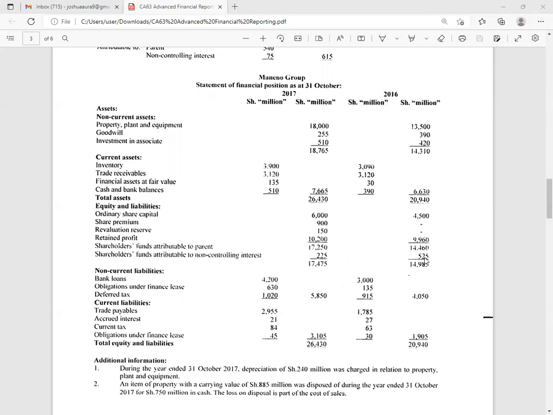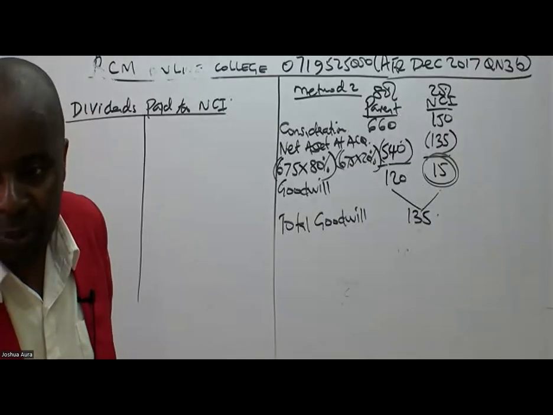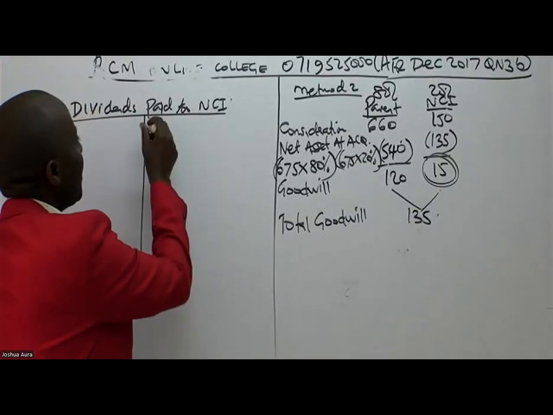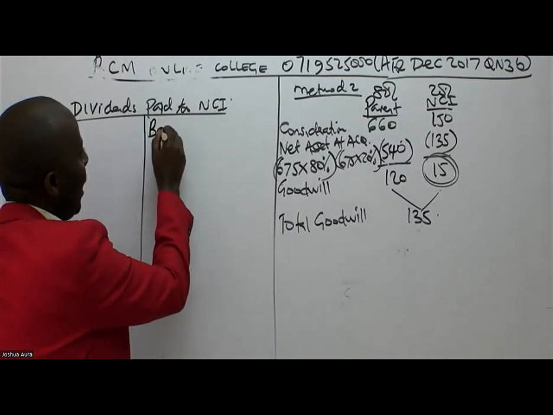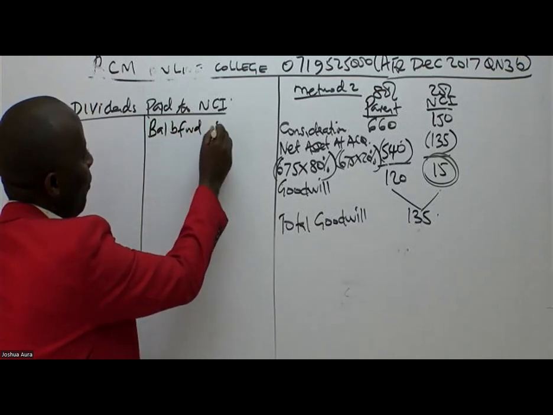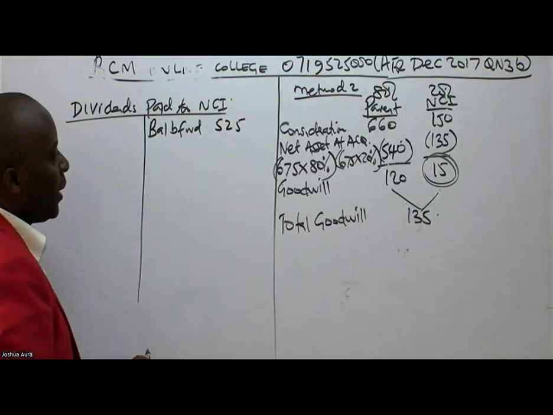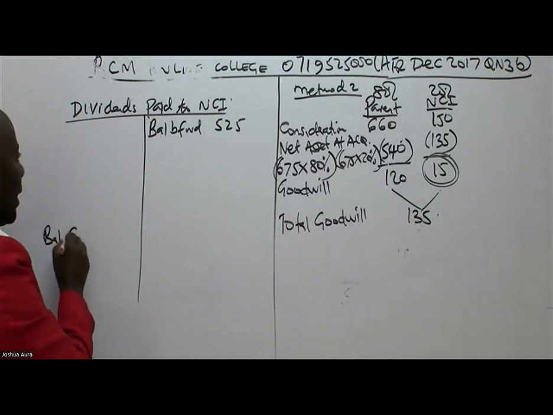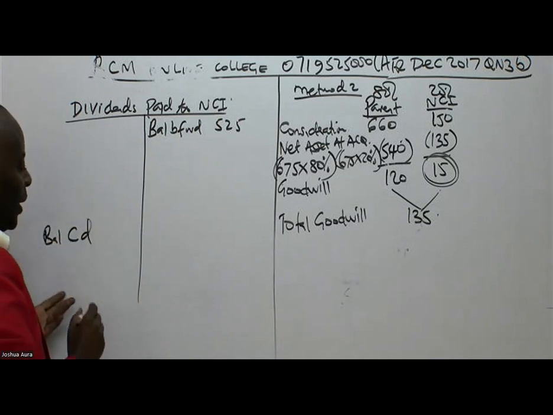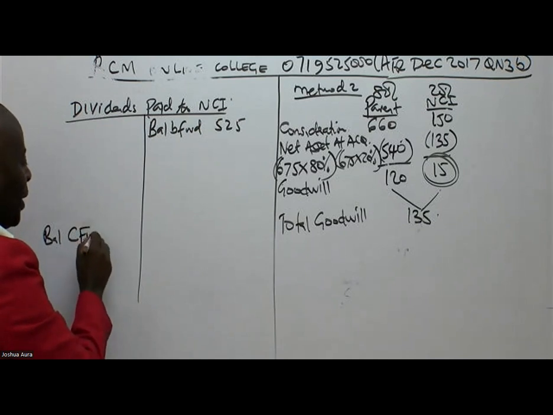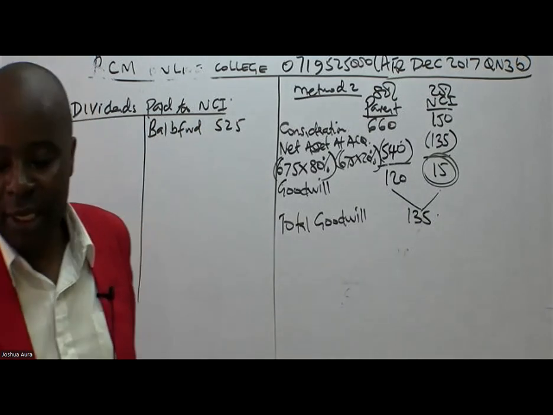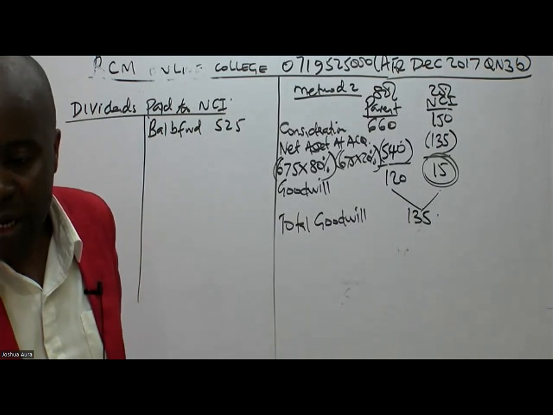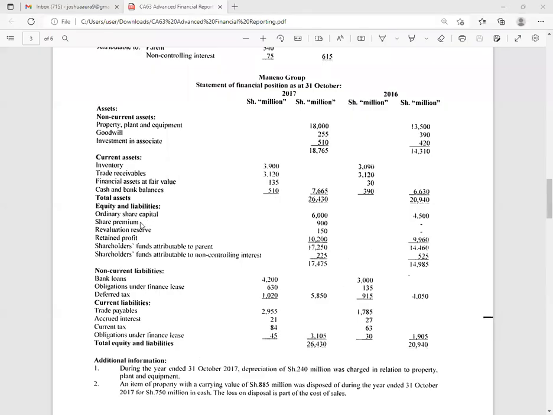So if I'm to capture this in form of a T account, remember this is a liability account, it's an equity account, we owe these people. So balance brought forward will be 525, right? And then at the end of 2017, we have a balance carried forward. So the balance carried down for NCI, for non-controlling interest, is 225.